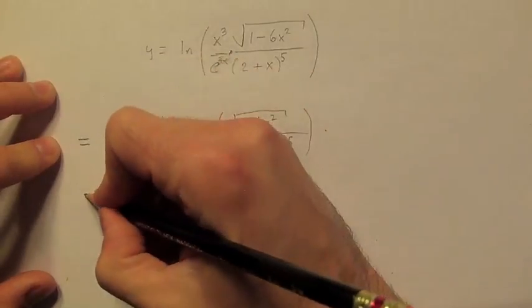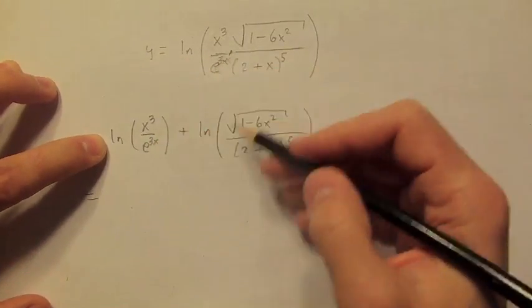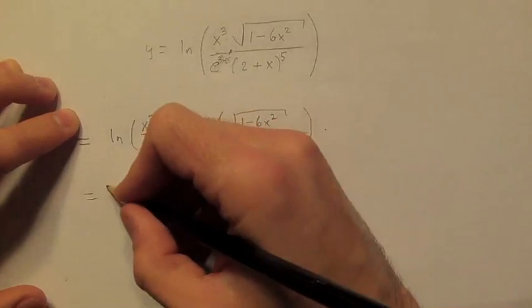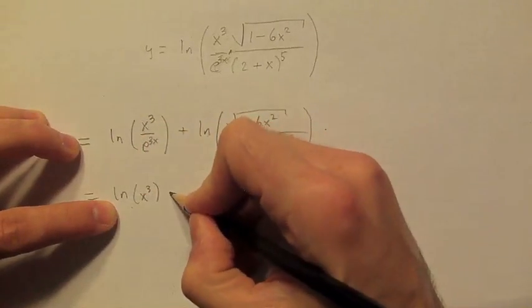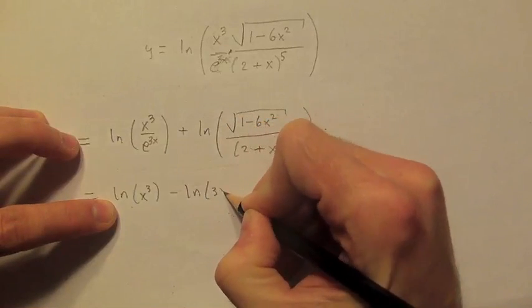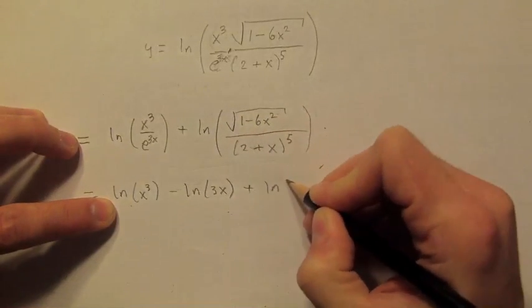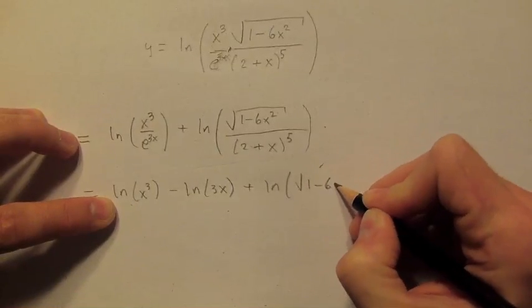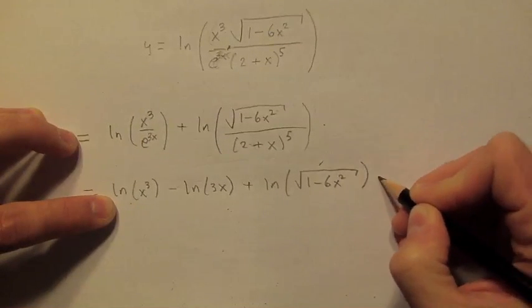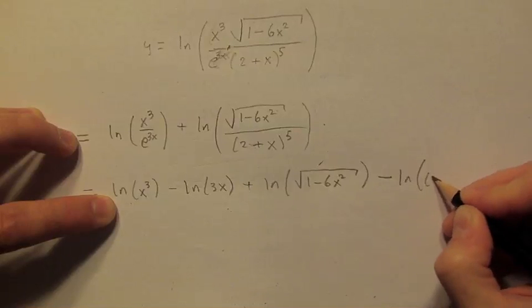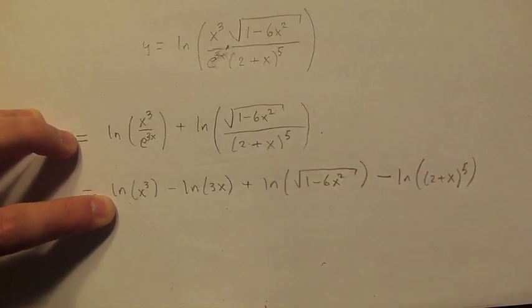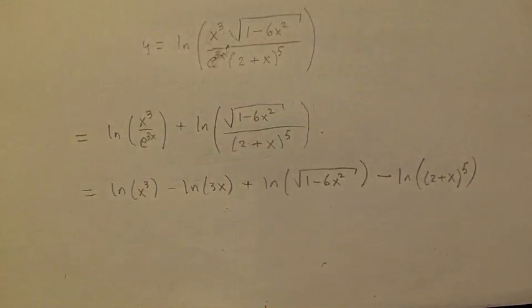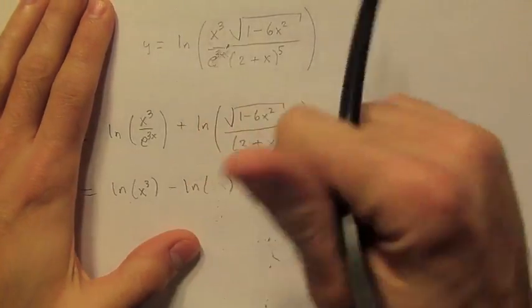And now I can split this up even further, because now that I am dealing with quotients, I can break those up with subtraction. So this is natural log of x cubed minus the natural log of e to the 3x plus the natural log of the square root of 1 minus 6x squared minus the natural log of 2 plus x raised to the 5th. Okay, and I wrote this wrong. This is e to the 3x, not 3x.